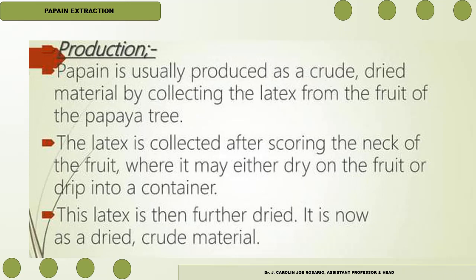Thus, the production of papain. Papain is usually produced as a crude dried material by collecting the latex from the fruit of the papaya tree. The latex is collected after scoring the neck of the fruit, where it may either dry on the fruit or drip into a container. This latex is then further dried. It is known as a dried crude material.